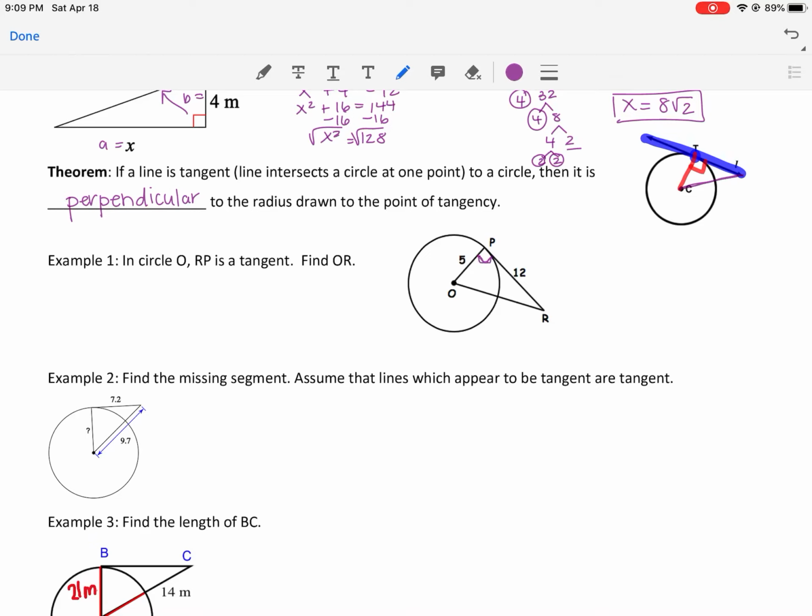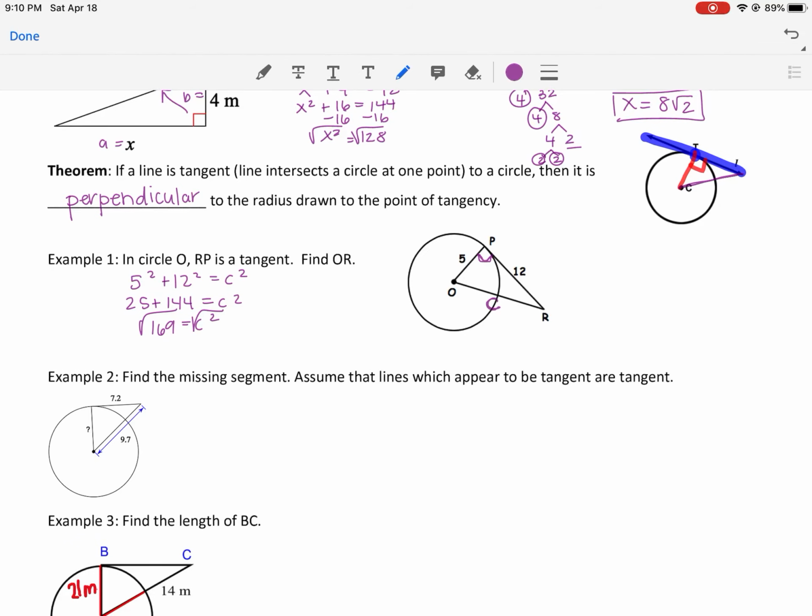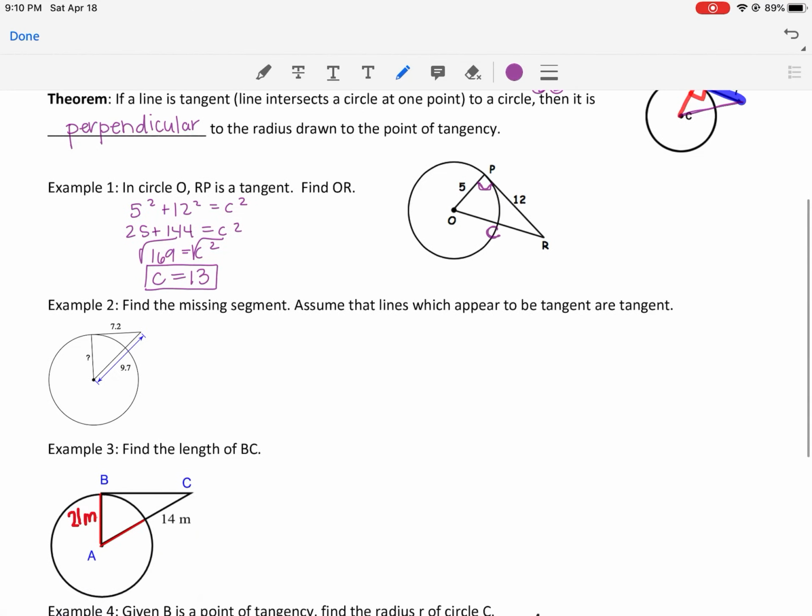It says find OR. So in this case, this is going to be our c, right? It's our hypotenuse. So we're going to have 5 squared plus 12 squared equals c squared. So we're going to have 25 plus 144, which is 169, equals c squared. Take the square root of both sides, and c equals, if you're not quite sure, I'd always just try the square root of 169 in your calculator, and this time it turns out nicely. It's just 13.